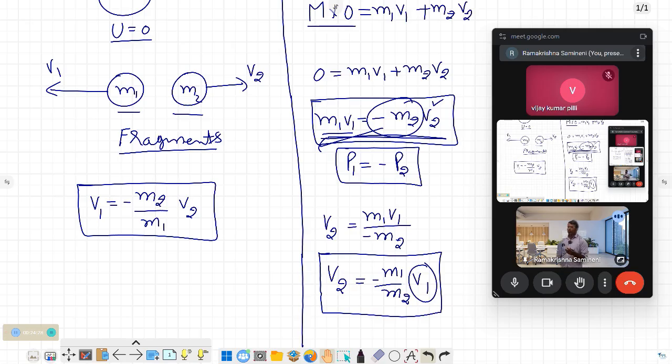Understanding, what is the main point? Understanding the system before and after the interactions: before firing, after firing, before blasting, after blasting. That is the way when you observe any physics concept, you have to apply the law of conservation of momentum concept. Is it okay?